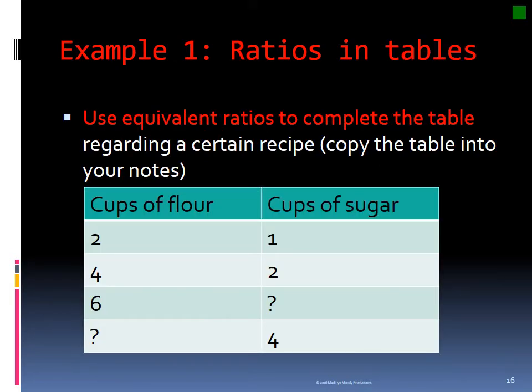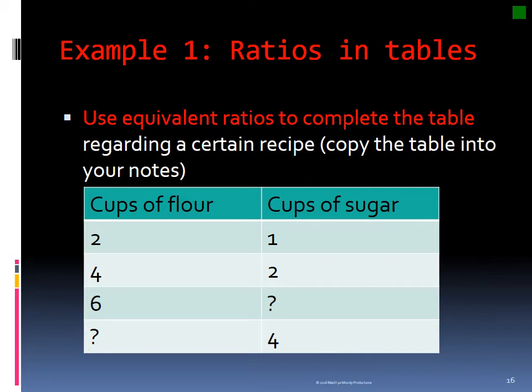Let's do an example. We're going to use equivalent ratios here to complete the table, and this table is a pretend recipe. You want to make sure you copy the table into your notes. As you draw the table in your notes, you want to focus on the question marks here. We're going to fill in the slots that have the question marks, and we're going to use equivalent ratios to do this.